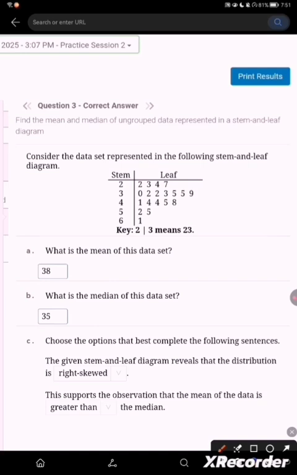So 22 plus 23 plus 24 plus 27 plus 30 plus 32 plus 32 plus 33 plus 35 plus 35 plus 39 plus 41 plus 44 plus 44 plus 45 plus 48 plus 52 plus 55 and finally plus 61. Divide that all by 19, okay, and you get, I got 37.8, which is basically rounded up 38, okay?